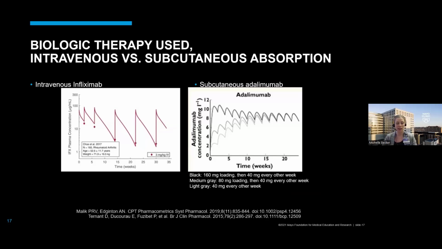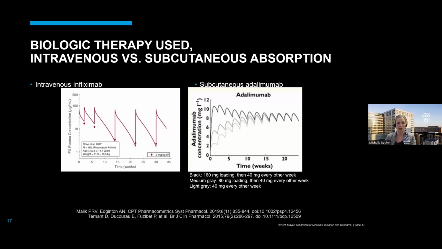So on subcutaneous medication on the right-hand side, depicted by adalimumab, we'll see a couple different dosing regimens. If a patient does not have loading doses, which we really don't do in the treatment of IBD, it'll take a long time to get to steady state for adalimumab, probably 15 weeks or so. However, with the loading doses, we do get to steady state more quickly.